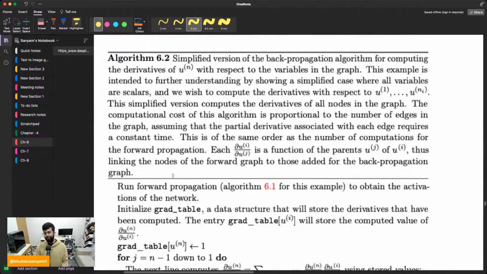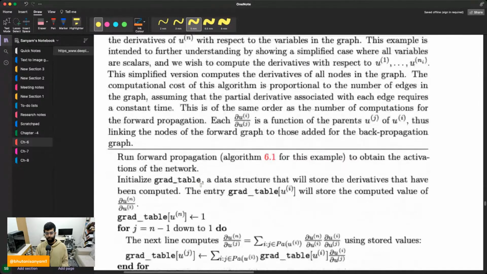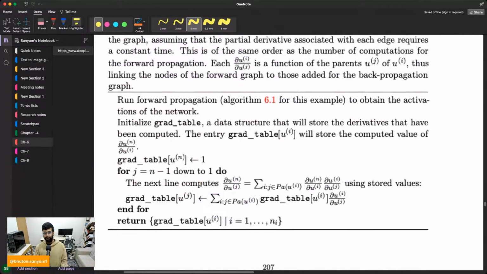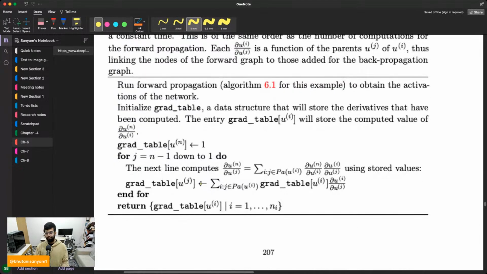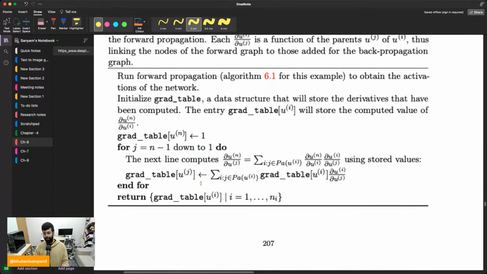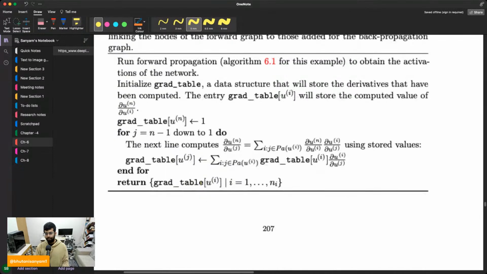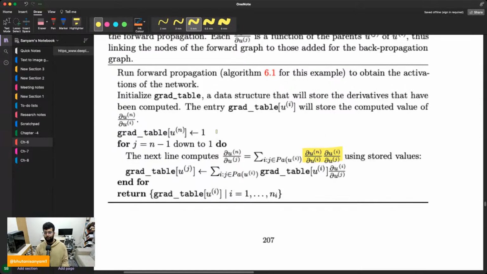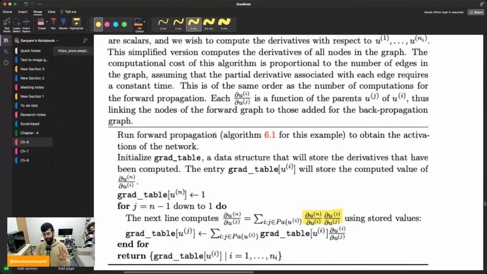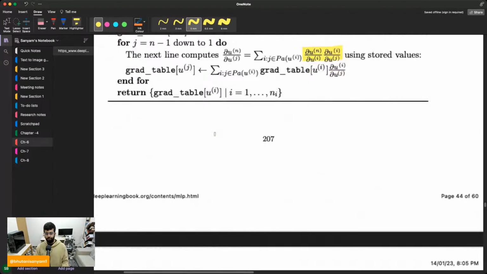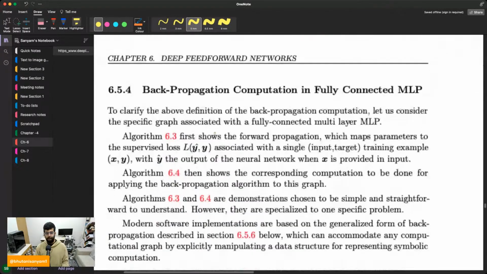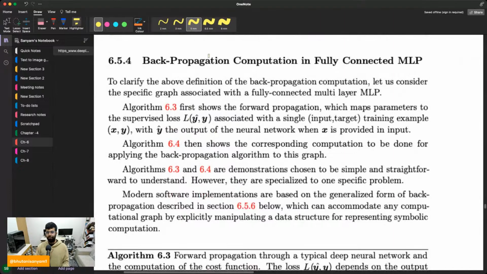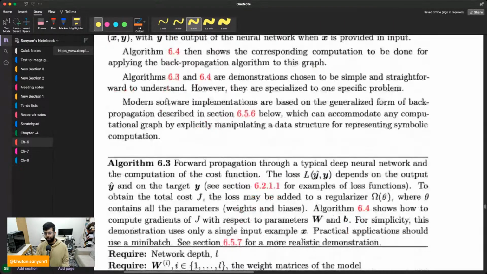Algorithm 6.2 is a simplified version of backprop, and then they use the gradient table. They introduce the gradient table and use that to do backprop. And they also remind you how this can be written with partial differentiation. You can read through this. I'm not going to explain this in depth. For me, it took a fair amount of time just to read through all of these algorithms. But after this, they also point out the algorithm for backpropping through a fully connected MLP.